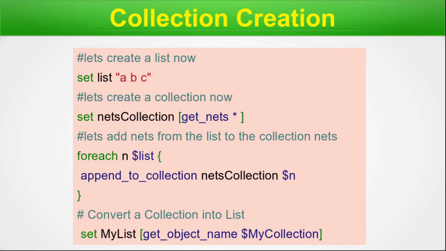Okay, so this is how we can convert a collection into a list. The purpose of this slide is to differentiate the two concepts of a list and a collection. That is the basic difference between the usage of foreach and foreach_in_collection. So here I have demonstrated the basic difference between a list and a collection, and how they can be converted into one another.